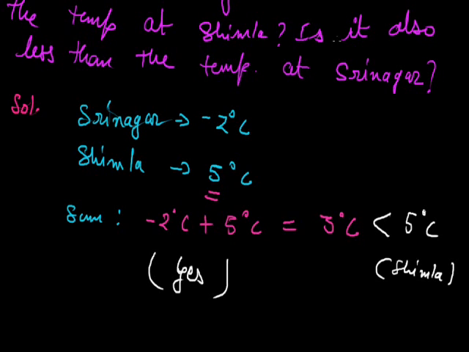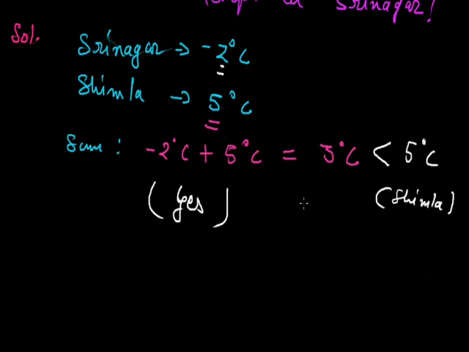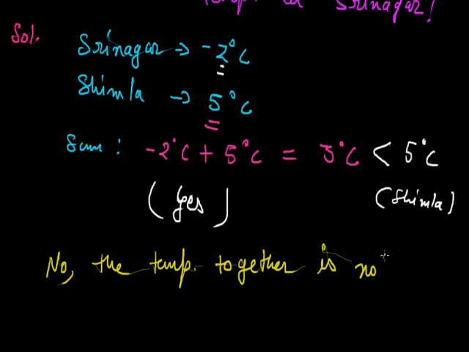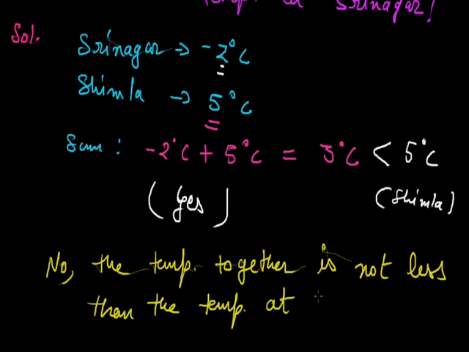In the second part, it is asked, is it also less than the temperature at Srinagar? The temperature at Srinagar is -2 degrees centigrade, but -2 is less than 3. So the second answer to this question will be no. No, the temperature together is not less than the temperature at Srinagar.